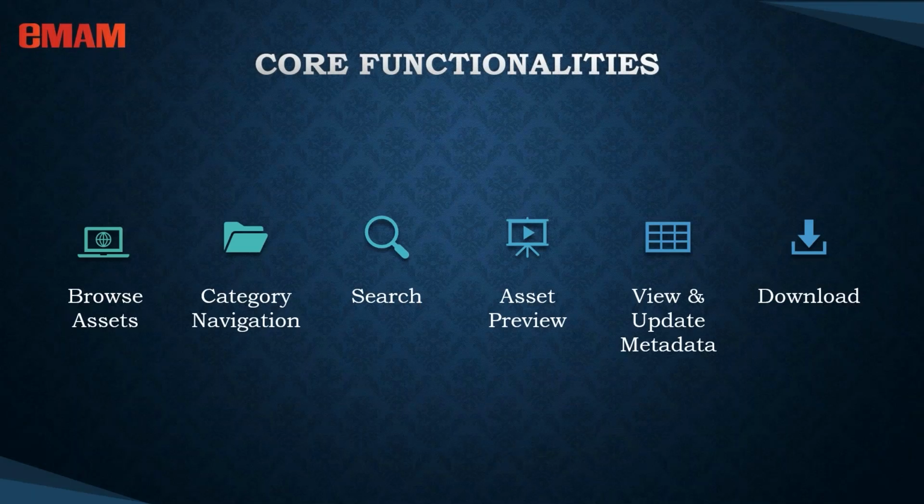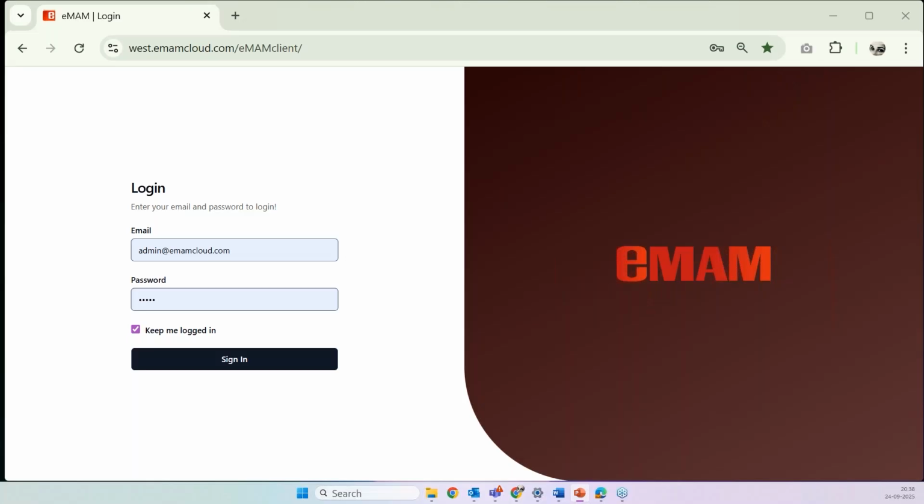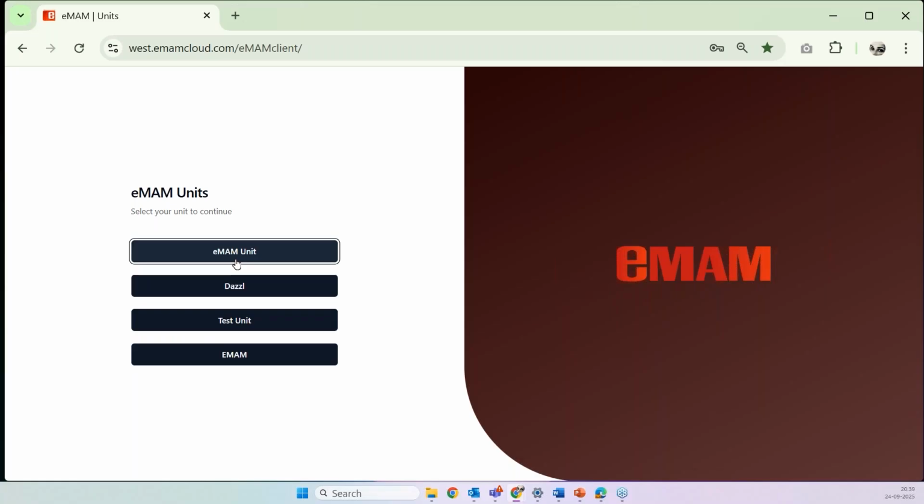So I hope you're seeing my screen, and this is eMAM client interface, and this is the login page wherein the eMAM client users can log into eMAM client interface using their credentials, enter the username and the password, click on sign in. For users who have access to multiple eMAM units, they will be asked to choose the unit they want to log in. Just click on the unit. So it takes you to this eMAM client interface homepage.